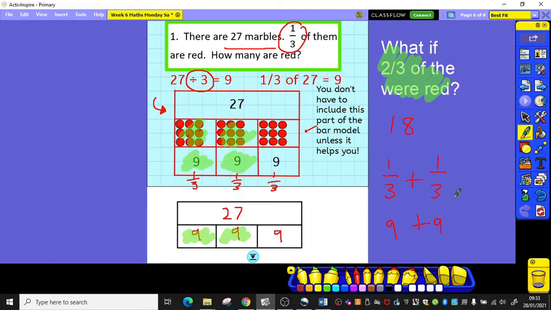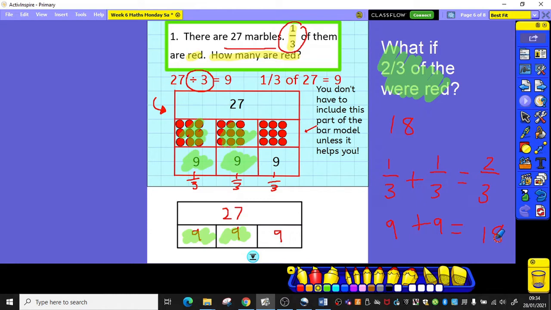Hopefully you're remembering all this from Friday now. If I add my fractions, my denominator stays the same. 2/3, 9 add 9 is 18. So now I need to just double check my question. This is really important for the golds now because it says how many are red? Well, 1/3 are red, so my answer here was 9. And when it was 2/3 were red, then 2/3 were 18.